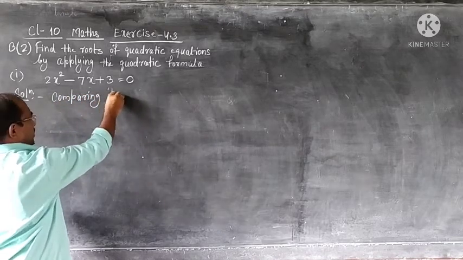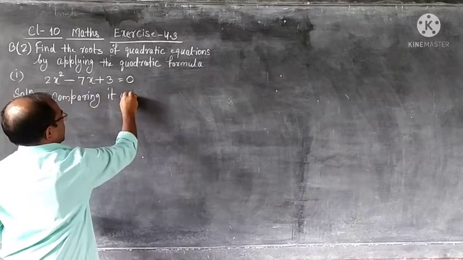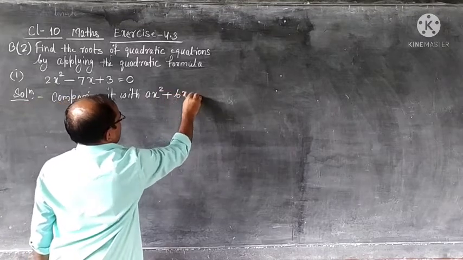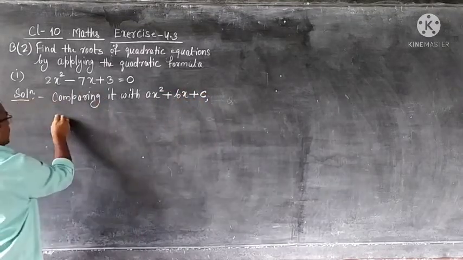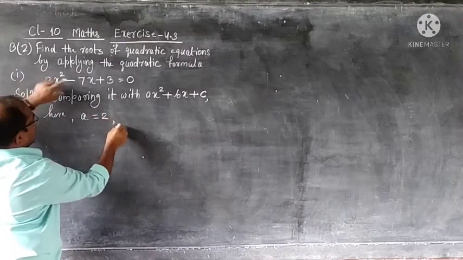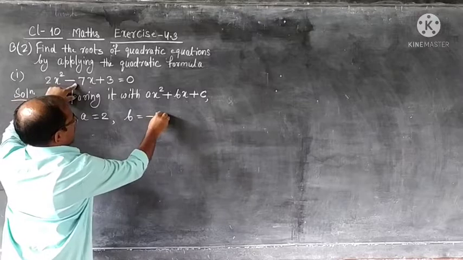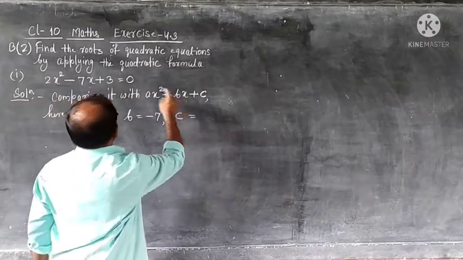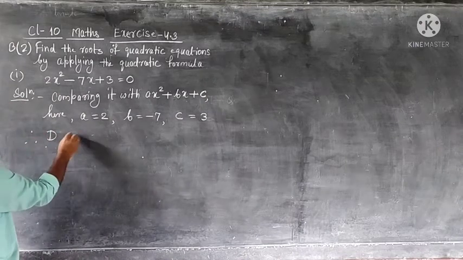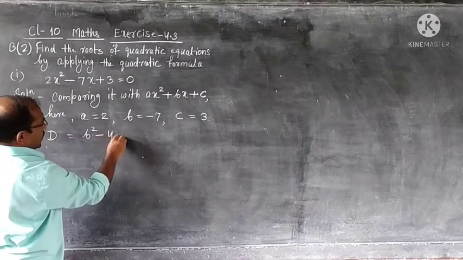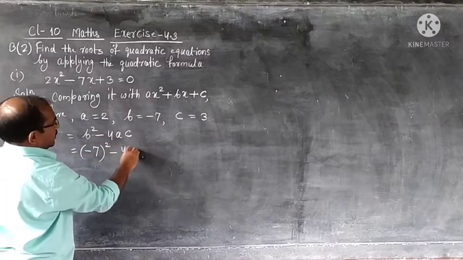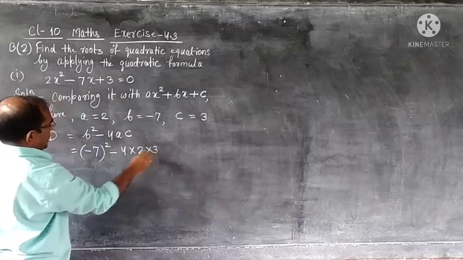So, just comparing this equation with ax square plus bx plus c, what we get here? Here a is 2, b is the second term coefficient, that is minus 7, and c is the constant, that is 3. We need to calculate d, therefore discriminant equals b square minus 4ac: minus 7 square minus 4 into a is 2 and c is 3.